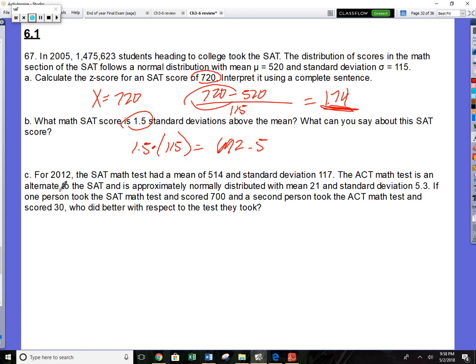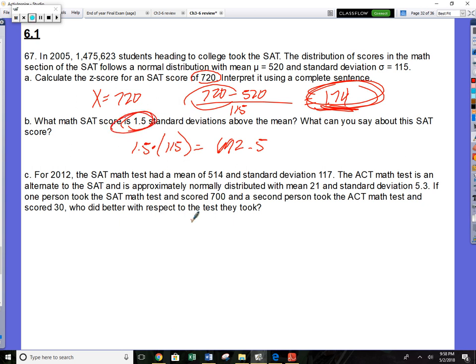Okay, C. For 2012, the SAT math test had a mean of 514, standard deviation of 117. ACT is a similar test with a mean of 21, standard deviation of 5.3. One kid took the SAT and got 700. Another kid took the ACT and scored 30. Who did better? Whoever did better is going to have the larger z-score. A z-score of 1.74 is much better than a z-score of 1.5.